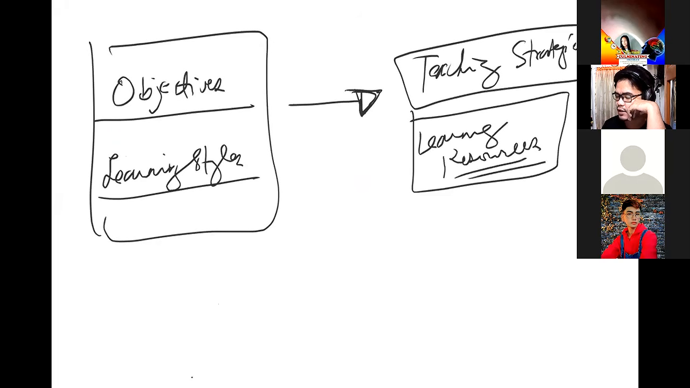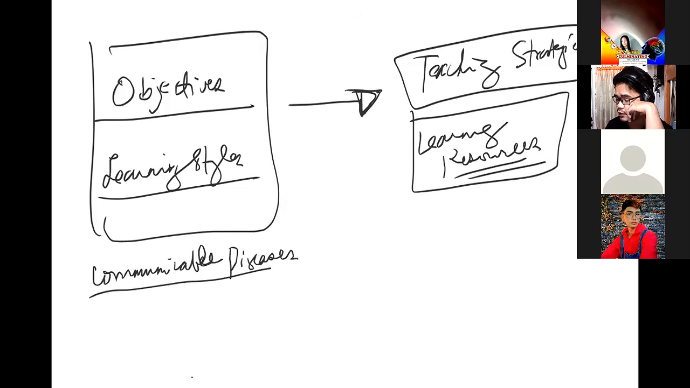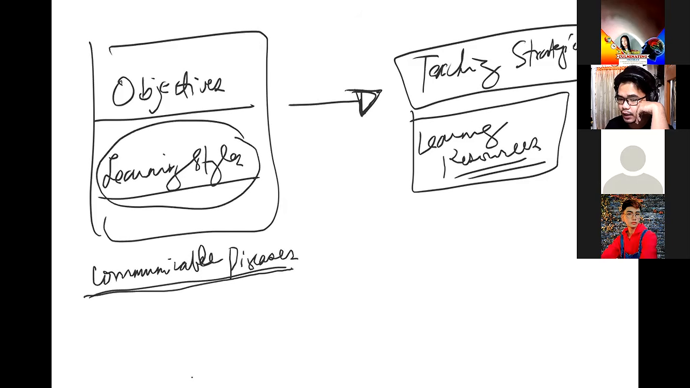Okay? Halimbawa, for example, if your topic is on communicable diseases in health, and of course you have set certain objectives for that particular lesson. Now, aside from setting your objectives, you must be able to understand also the learning styles of your learners. Anong klaseng learner ang meron ka? So what if your learners are, let's say, kinesthetic learners?